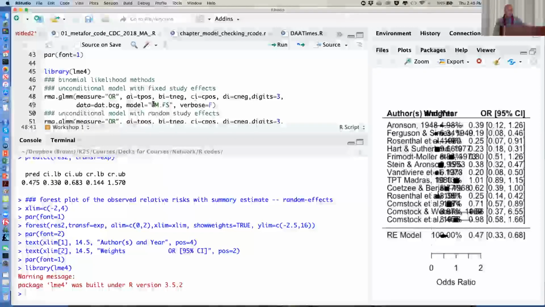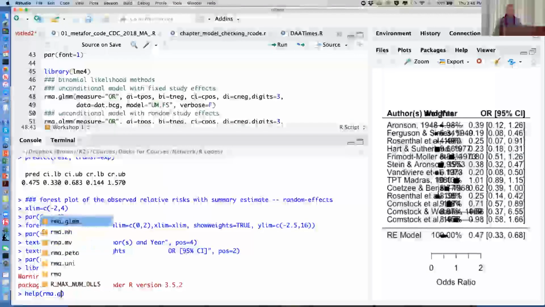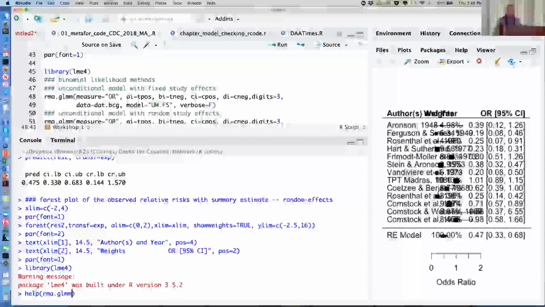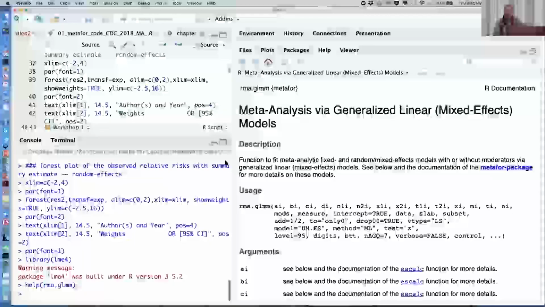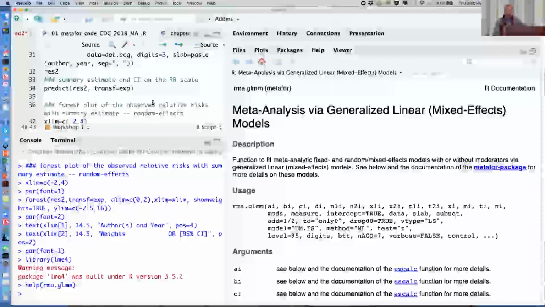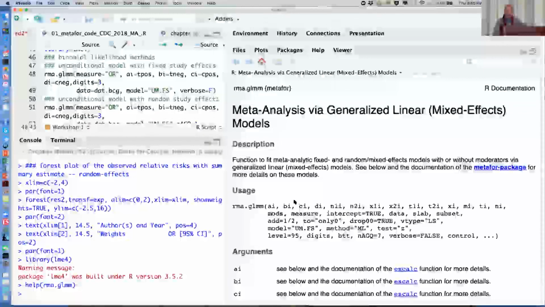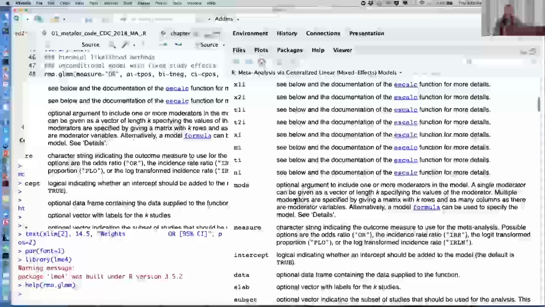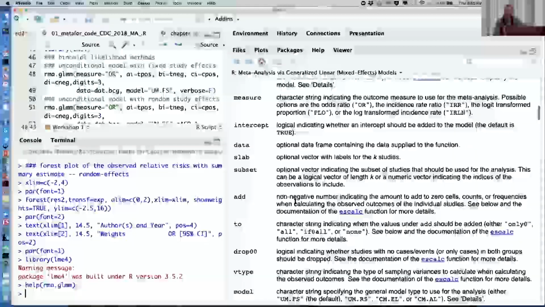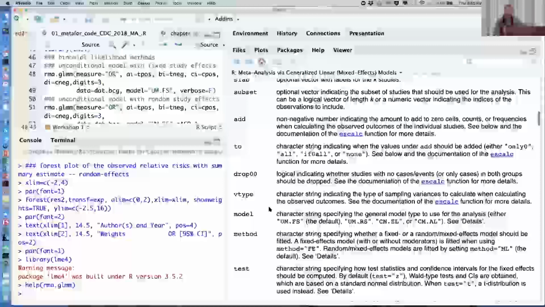There are various models here. So for example, if you do help on rma.glmm, you can get a nice help file. If you wanted to know what models you can actually run here, these are all the different options you have. So the models are UM.FS, UM.RS, and so on, see details.